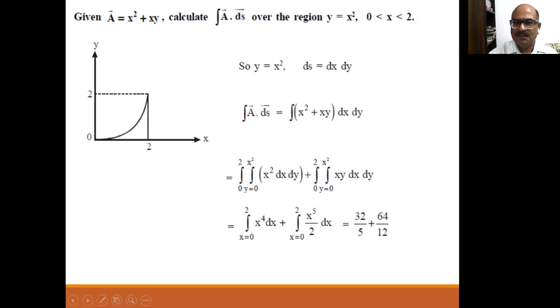I hope this part is very simple. But the earlier part of drawing this graph or assessing the information from the values given in the question, I hope you now understand how we are doing. This calculation part I think everybody can do in a very simple manner. So the final answer came 11.7. So the value of this surface integral A dot ds over this region y is equal to x square, where x is in between 0 to 2, is 11.7.